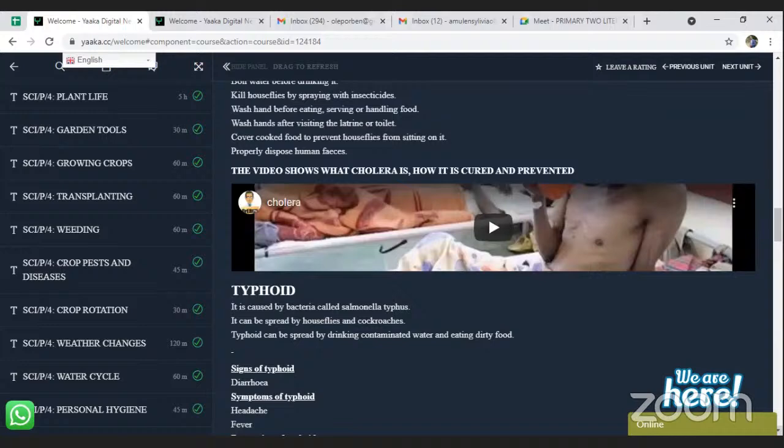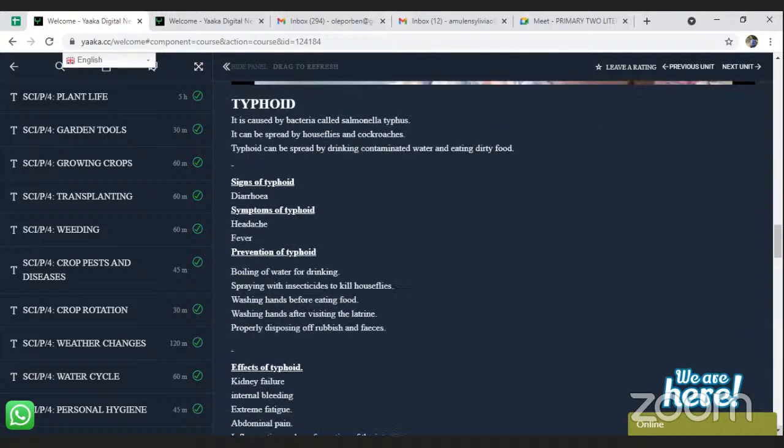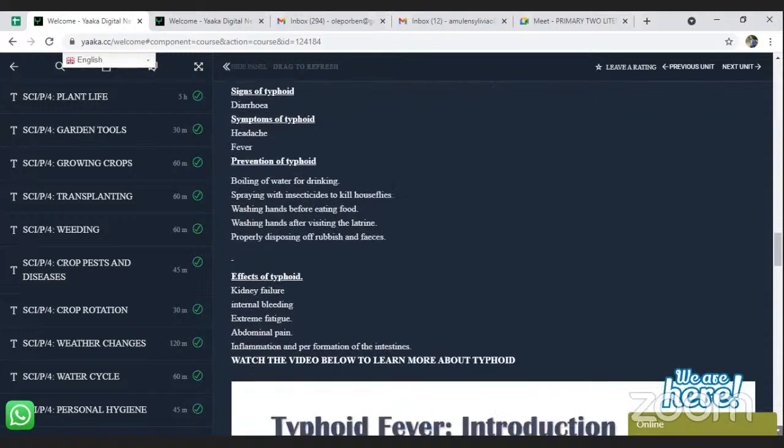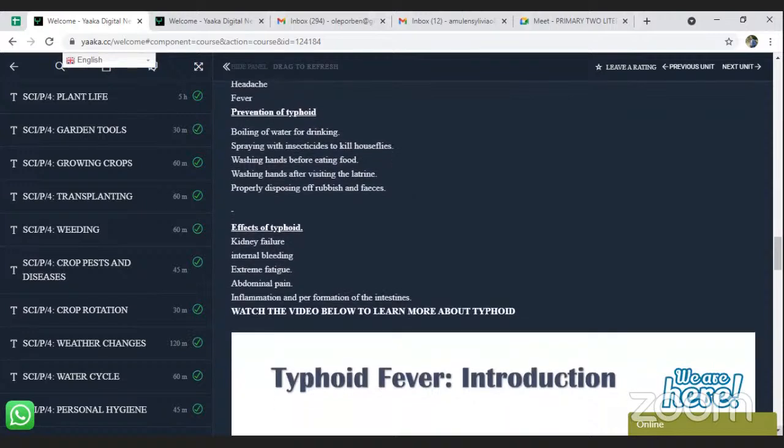Prevention of typhoid: boiling of water for drinking, spraying with insecticides to kill houseflies, washing hands before eating food, washing hands after visiting the latrine, proper disposing of rubbish and feces. Effects of typhoid: kidney failure, internal bleeding, extreme fatigue, abdominal pain, inflammation and formation of ulcers in the intestines.